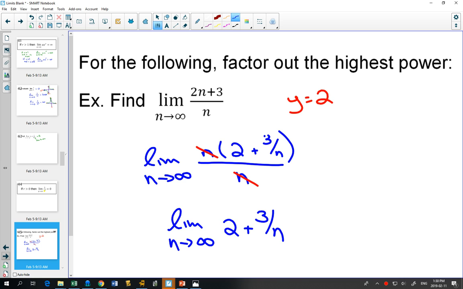And we already know if the denominator gets really big, then that 3 over n is going to get really, really close to 0. And in that case, this limit is going to equal 2.